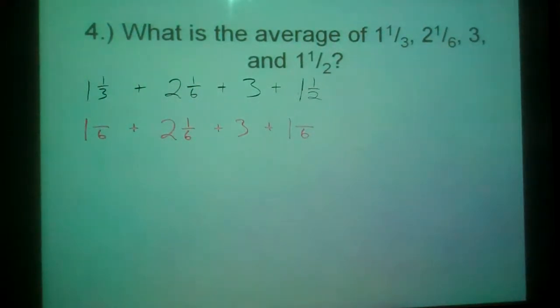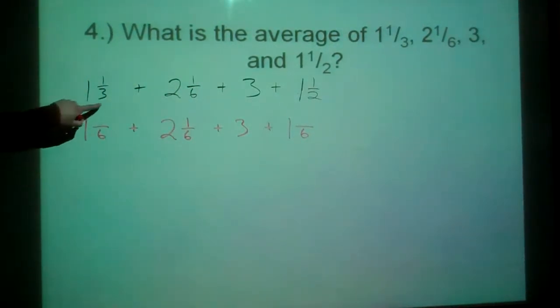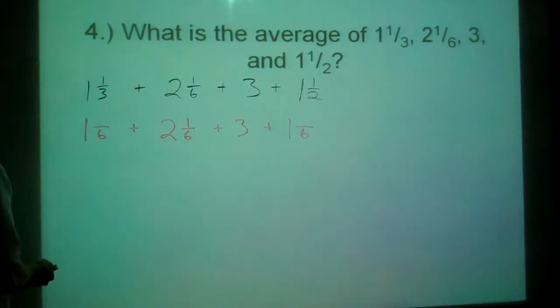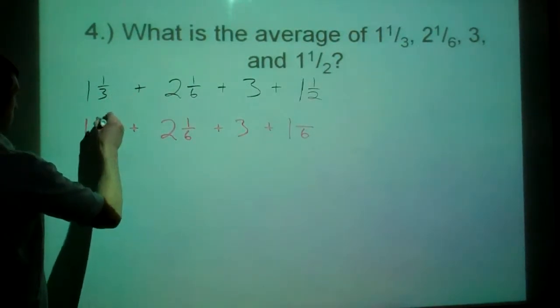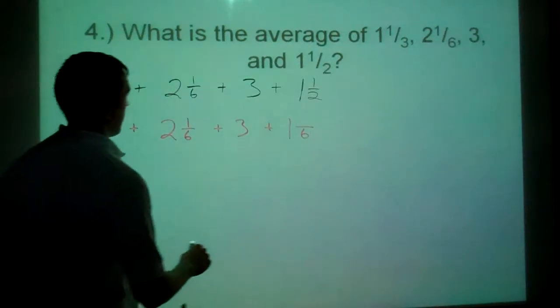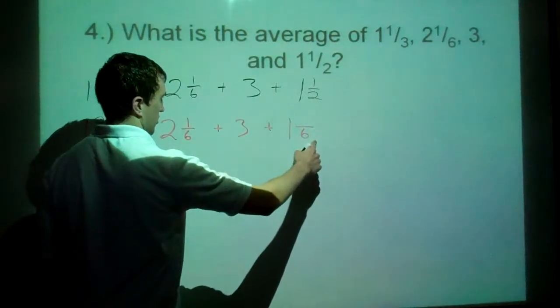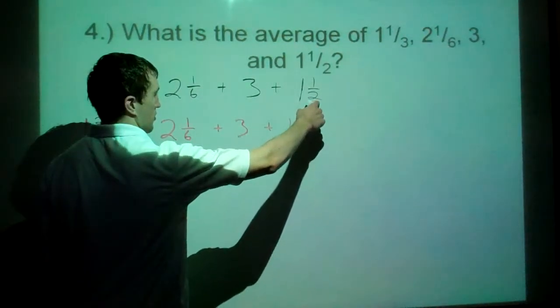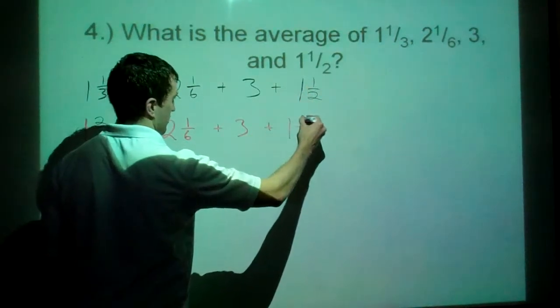Alright? So we've got, to get from 3 to 6, we multiply by 2. So 1 times 2 is 2. And to get from 2 to 6, we multiply by 3. 2 times 3 is 6. 1 times 3 is 3.